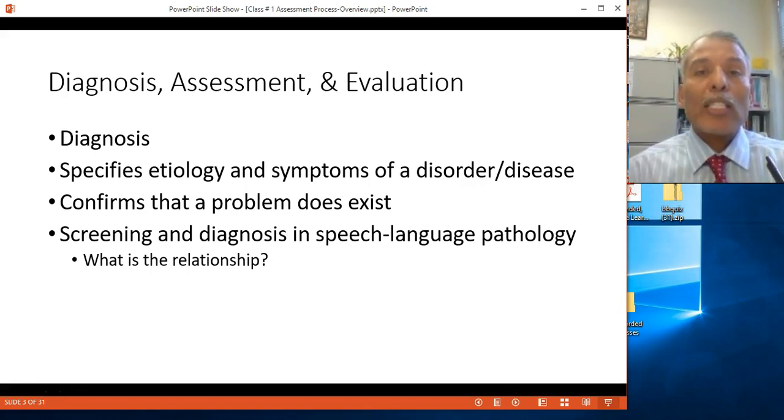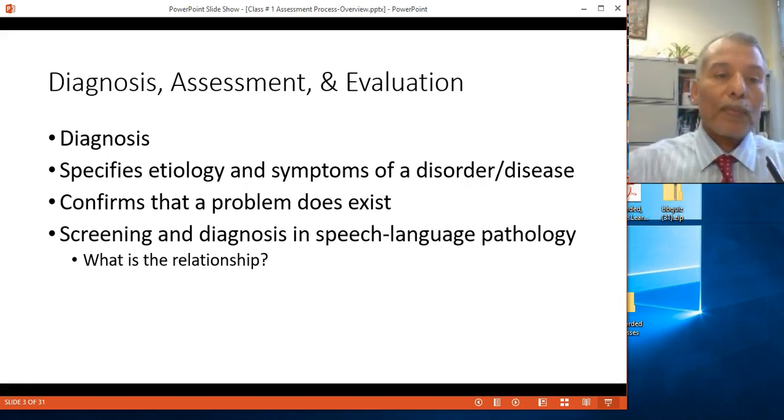So a screening is a short or brief period of time where you give a few tasks to someone to see if there is a stronger indication that there is a problem. And if there is, then you recommend the person for a full assessment. So again, you cannot diagnose in our field. You do not do screenings to diagnose disorders. You do an assessment.